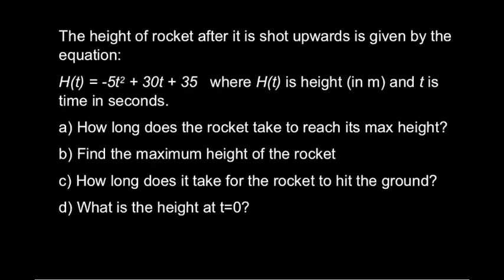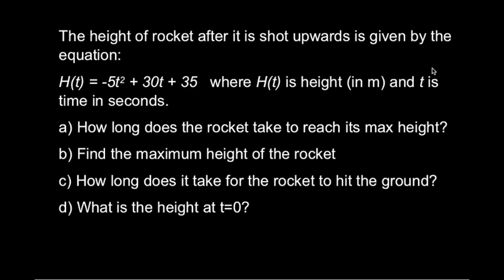Okay, so here's an example of one of the final questions that we're going to have on our unit test coming up. It's an optimization question, and we want to know stuff about the height of a rocket in this case. The height of a rocket after it's shot upwards is given by the equation h of t is equal to negative 5t squared plus 30t plus 35. h of t is height in meters, and t is time in seconds.